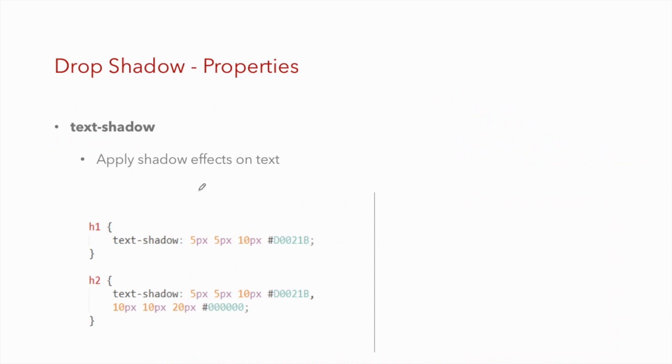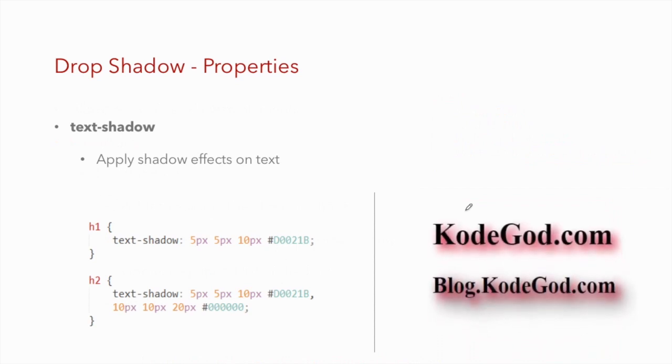We also have text shadow. In this case, the shadow will be applied to the text itself and not the box. This is a similar syntax. Instead of box shadow, we are writing text shadow, and everything else remains the same.